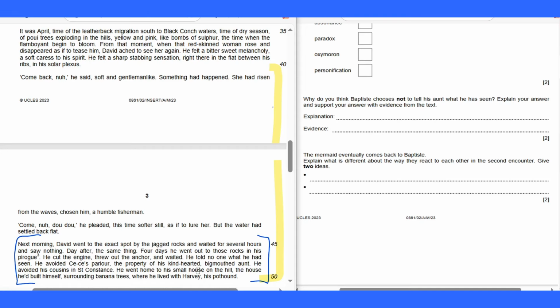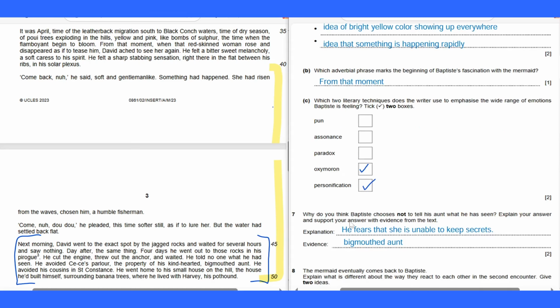Okay, let's check out the answer, guys. Well, explanation and evidence, big mouth. Here we go. This is the big mouth. Here, explanation: he fears that she is unable to keep secrets. You can see from here about big mouth.